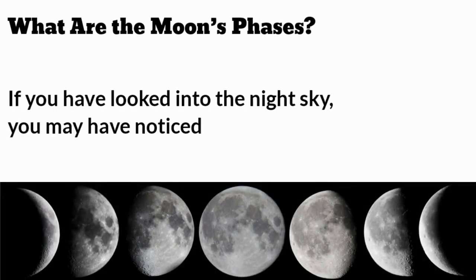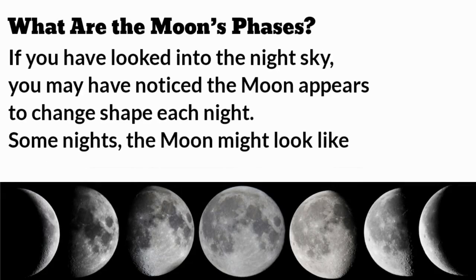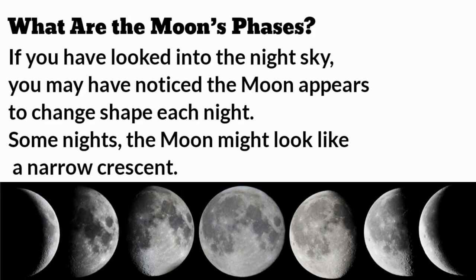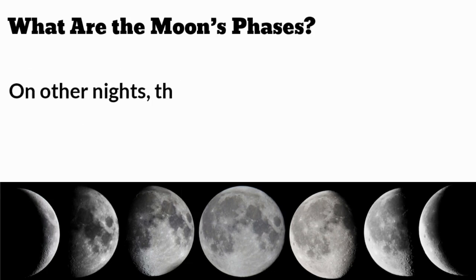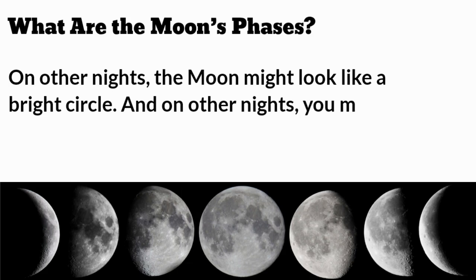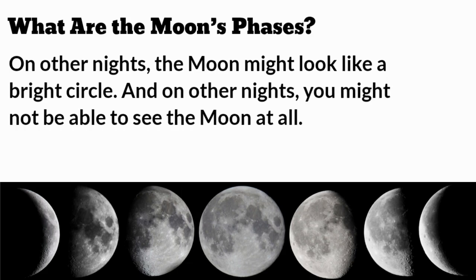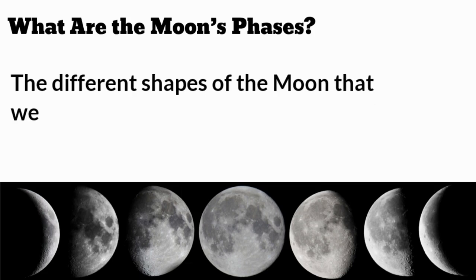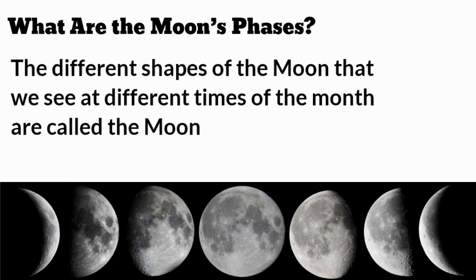If you have looked into the night sky, you may have noticed the moon appears to change shape each night. Some nights the moon might look like a narrow crescent. On other nights, the moon might look like a bright circle, and on other nights, you might not be able to see the moon at all. The different shapes of the moon that we see at different times of the month are called the moon's phases.